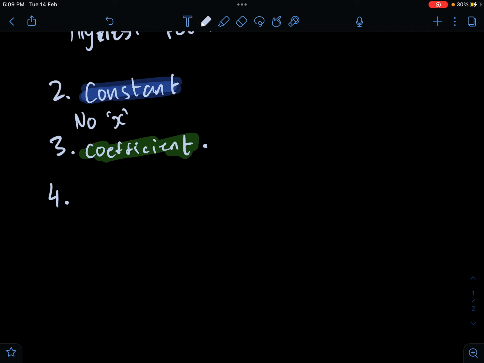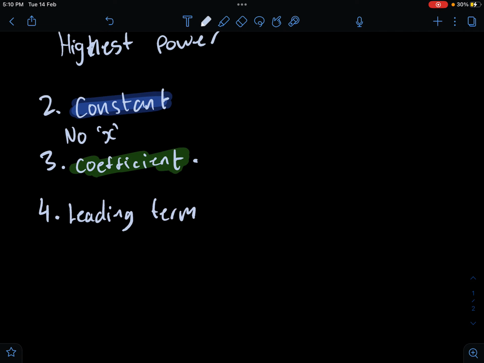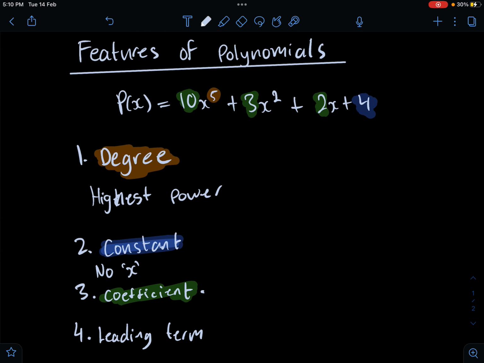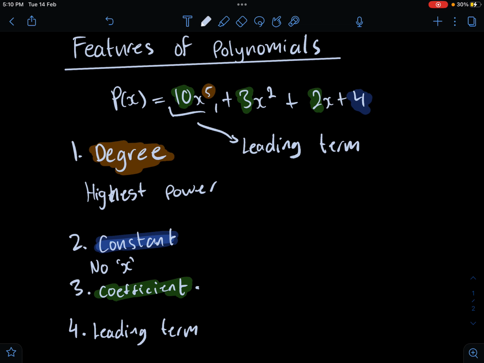And the leading term is talking about the term with the highest power, or the term with the degree in it. So if our degree is this 5 up here, then our leading term would be this whole term up here. Just do an arrow because I've already got highlighted stuff. Leading term. Nice and simple.